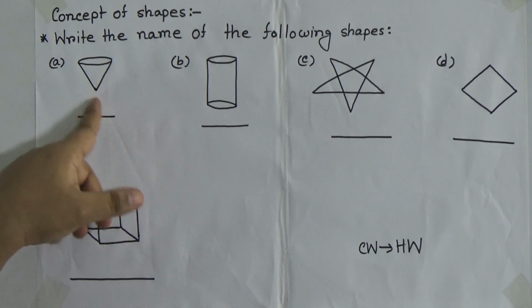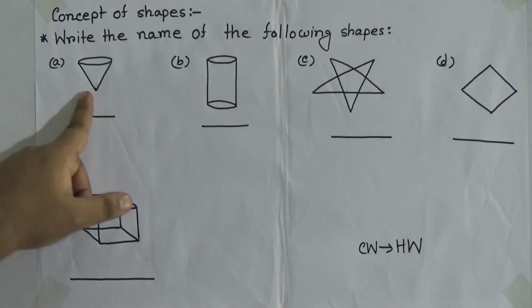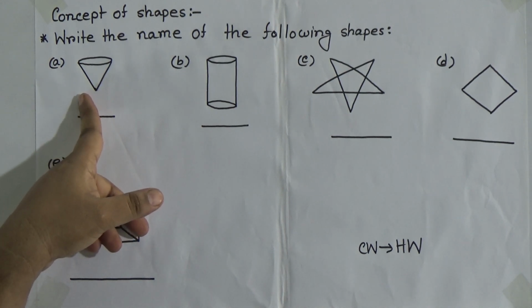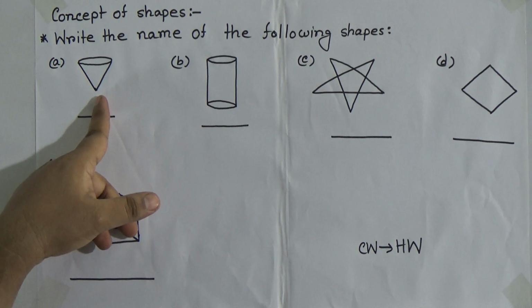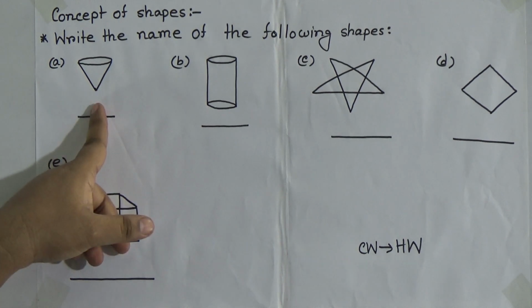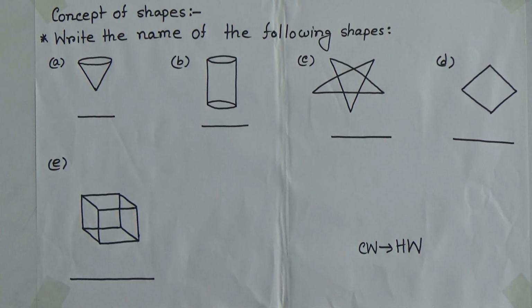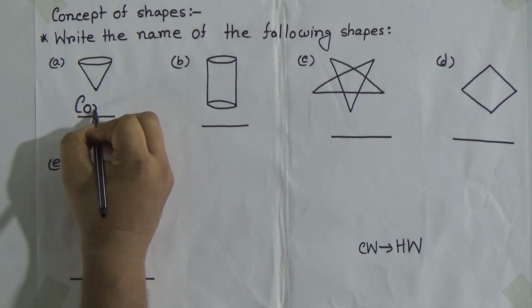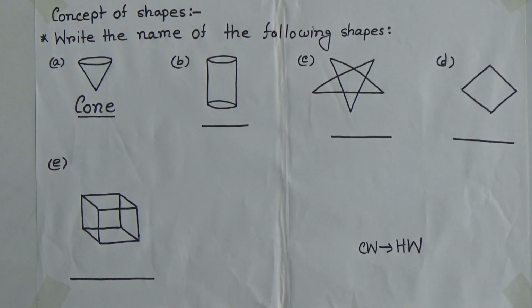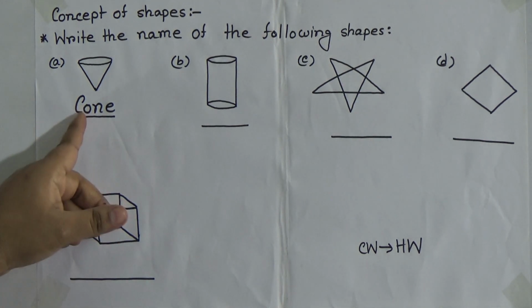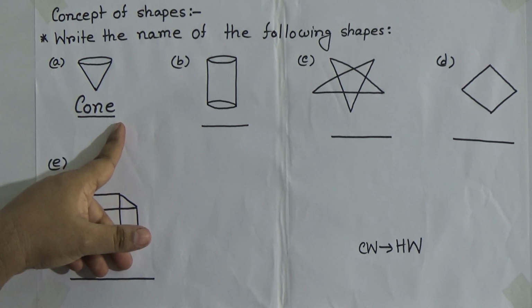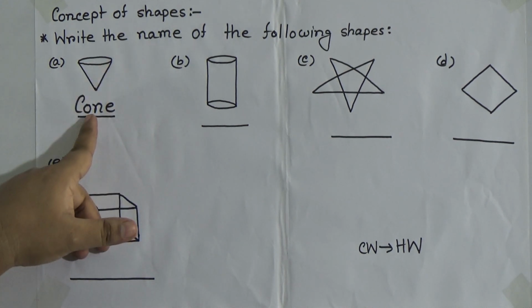My dear students, what is this? This is cone. Do you like cone ice cream? It looks like a cone. So I write cone here. What is the spelling of cone? C-O-N-E. Cone. I repeat, C-O-N-E. Cone. My dear students, this shape name is cone.